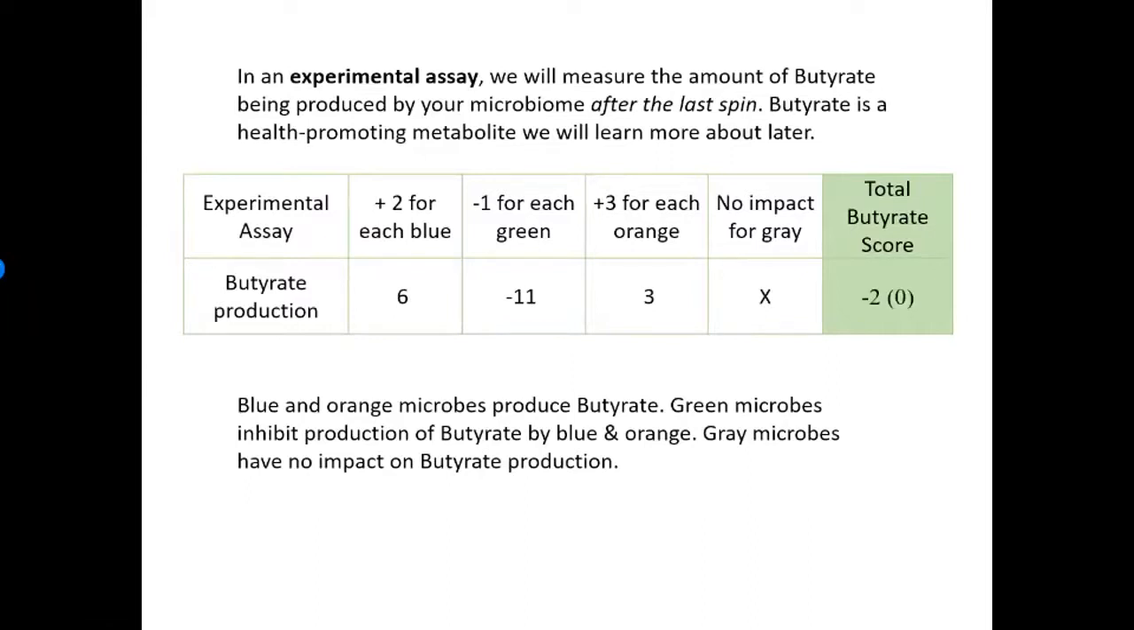So in other words, this microbiome didn't do anything for us, and the perturbations that happened to it didn't produce any butyrate for us, and we were kind of hoping for butyrate. So it turns out that the blue and the orange microbes are butyrate producers, orange a little bit more than blue. The green microbes actually inhibit production of butyrate. So that's why we are subtracting for each one of those. And then the gray microbes have no impact on butyrate production at all.